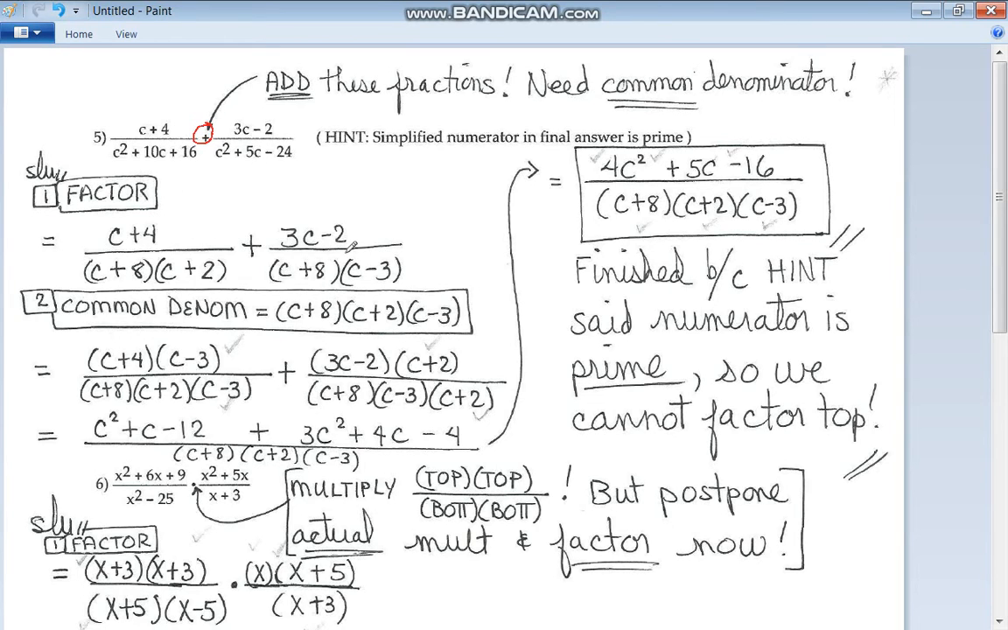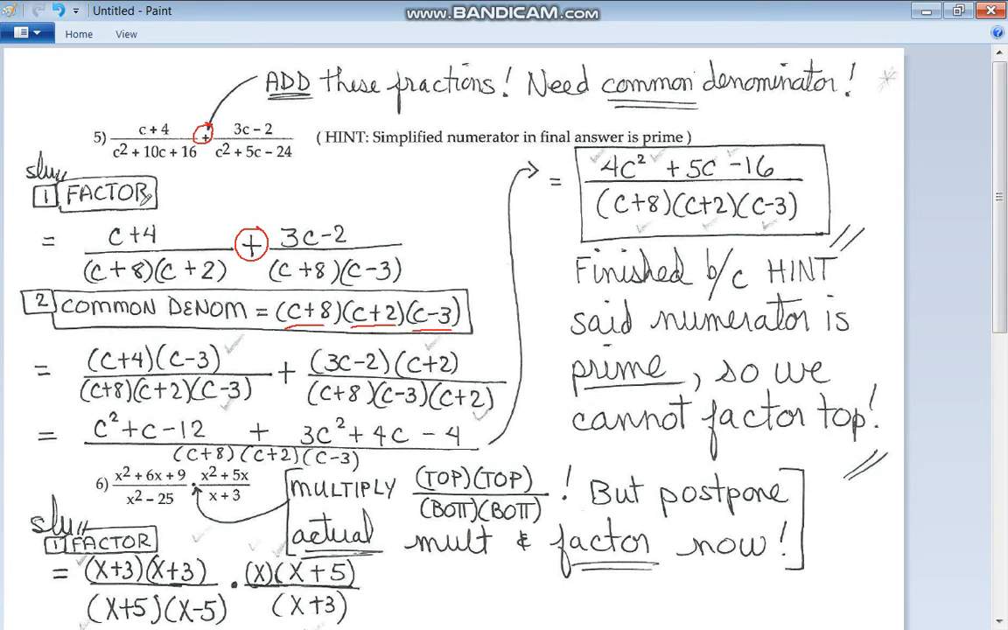First, we're going to factor each of our fractions. We're able to factor the bottom. Now, we cannot add unless we get a common denominator. So examining each of the two denominators, we determine the common denominator needs to be c plus 8 times c plus 2 times c minus 3.